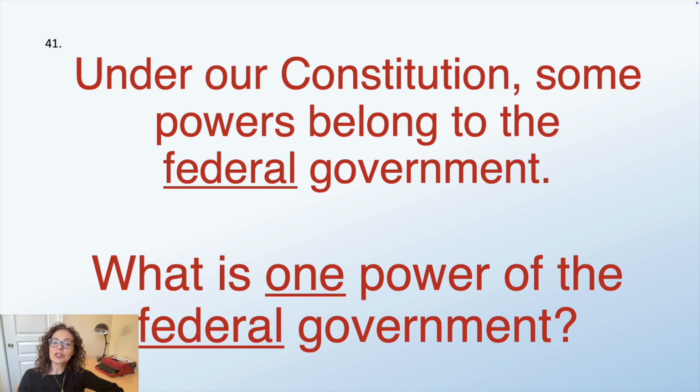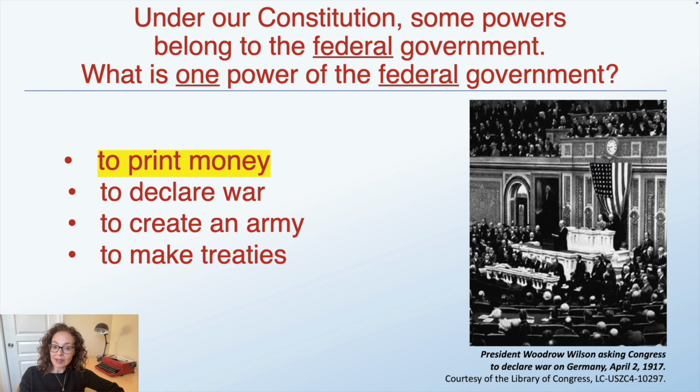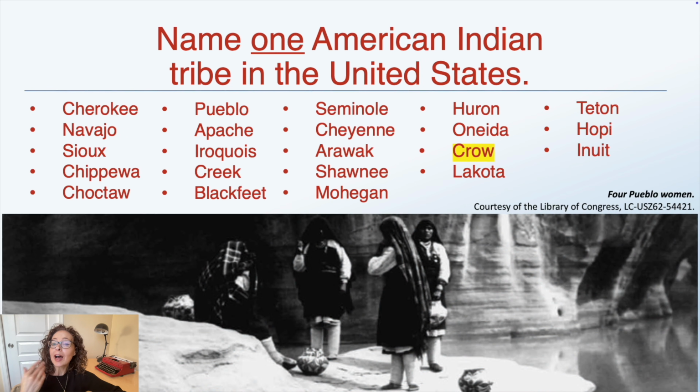Under our Constitution, some powers belong to the federal government. What is one power of the federal government? To print money. Name one American Indian tribe in the United States. Okay, there are over 500 American Indian tribes in the United States. Just need to remember one tribe name. I chose here the Crow.